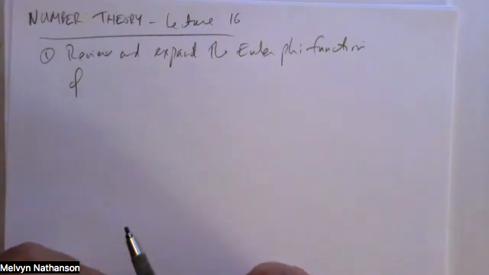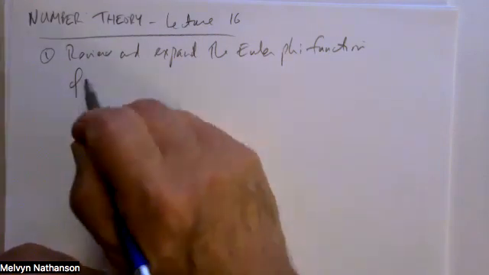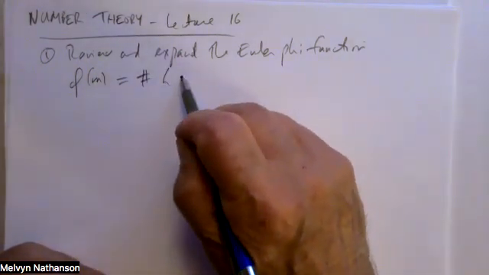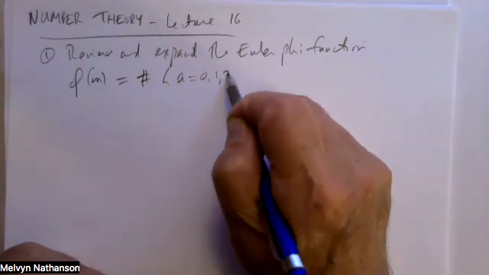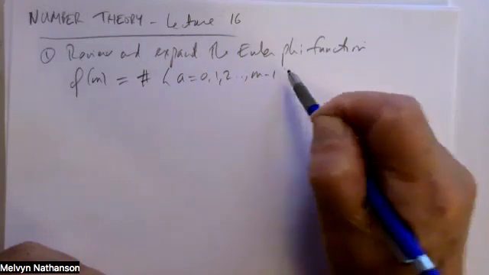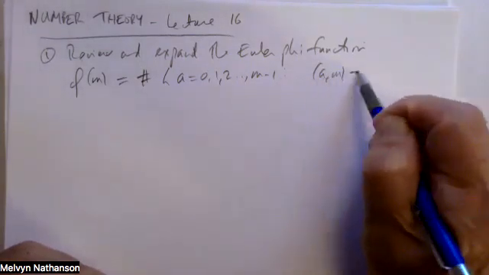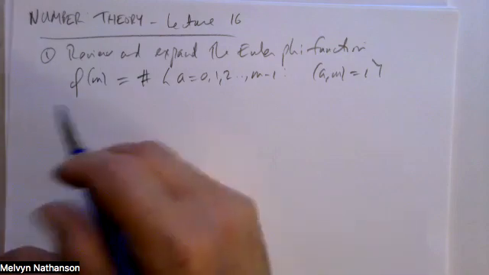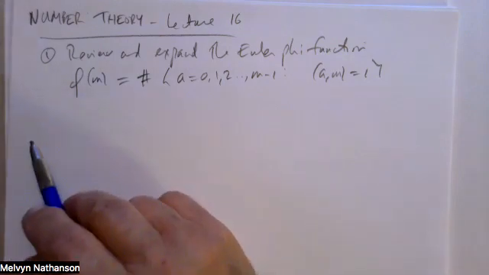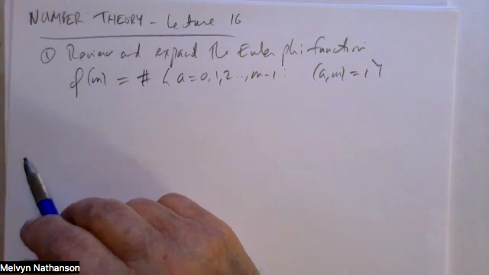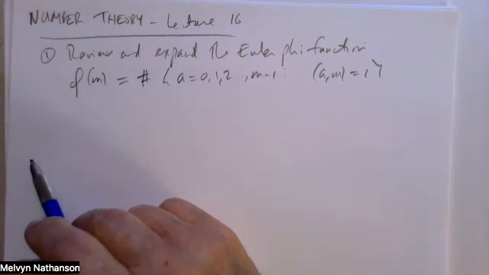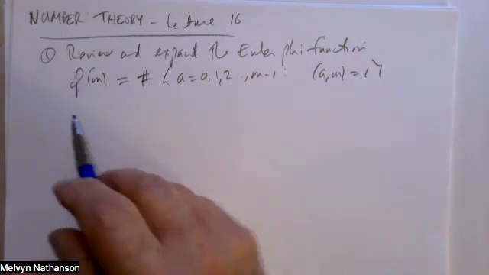And for any positive integer m, phi of m is the number of integers a from 0 up to m minus 1, such that the greatest common divisor of a and m is equal to 1. And we computed phi of m for various values of m. And we also could prove certain things about the value of phi for special numbers.